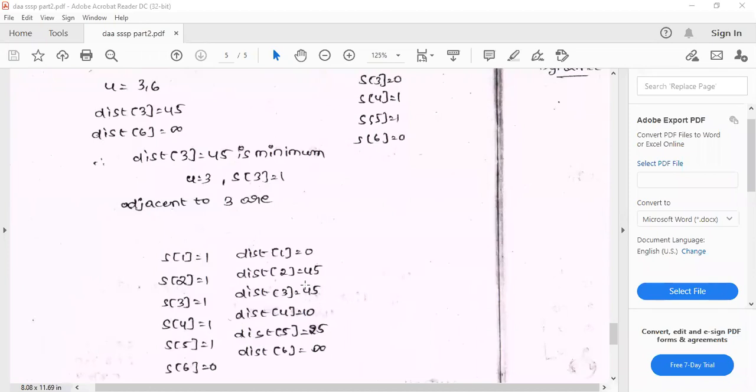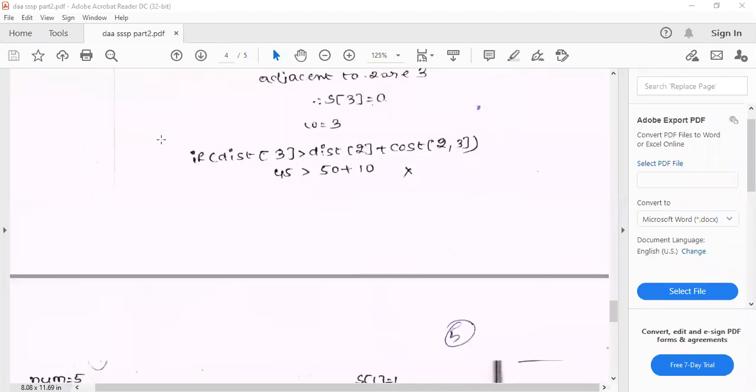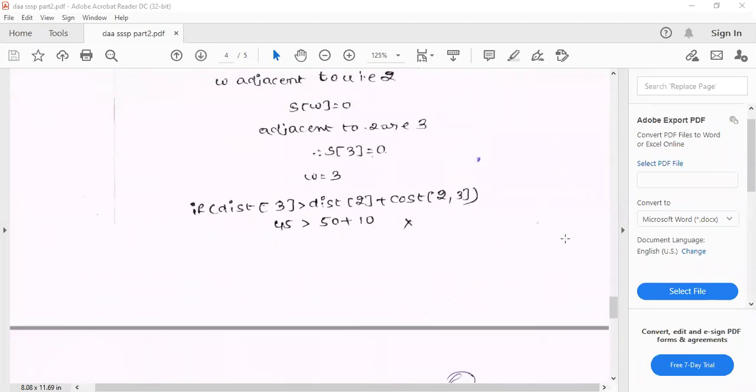Tomorrow we'll discuss optimal merge patterns. That is the last topic in the greedy method. We are discussing optimal merge patterns on Saturday. We can also share this PDF to your group. That is the single source shortest path algorithm. Okay, thank you one and all.